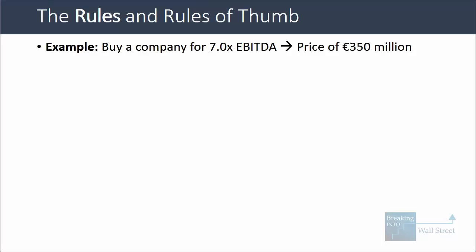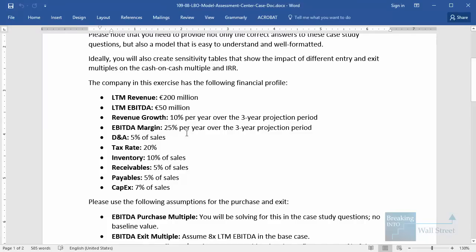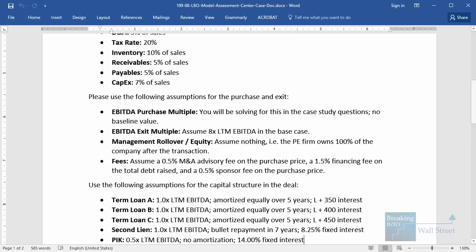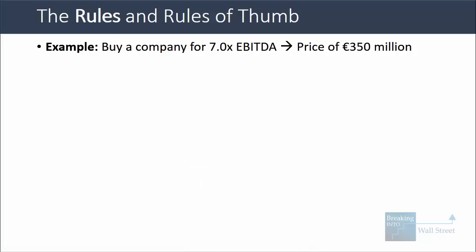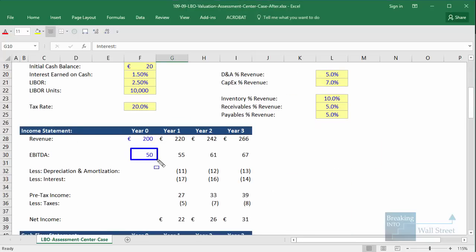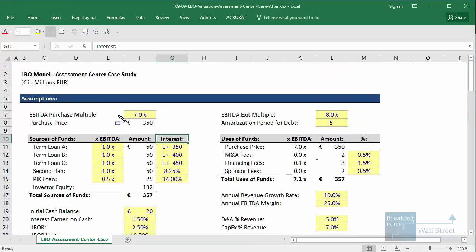So now let's go into part 2 and look at a simple example. This one goes back to one of the case studies that we made available, an assessment center LBO modeling test. You can go back and look at this yourself, but I'm just going to focus on some of the numbers and intuition here. So we're buying a company for around 7x EBITDA. The company's current EBITDA is 50 million euros. So our purchase enterprise value is about 350 million euros.